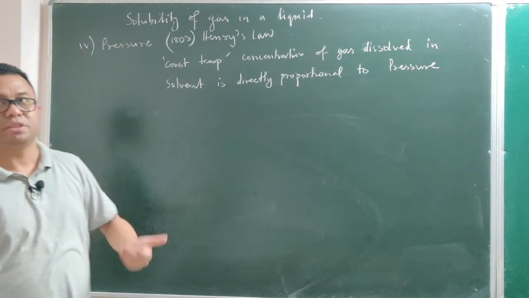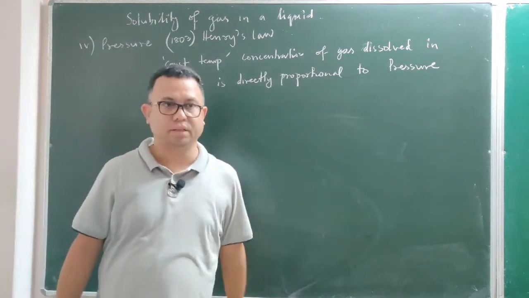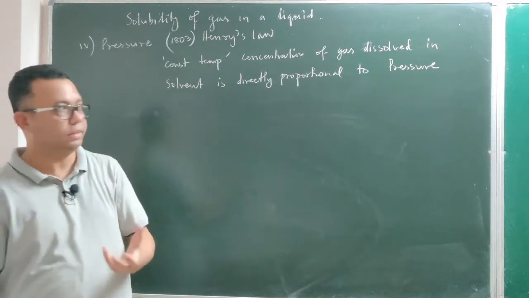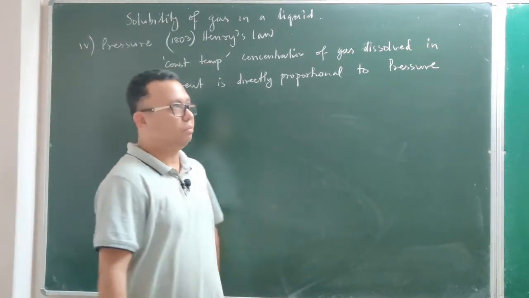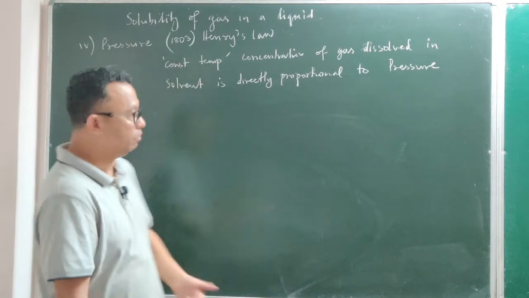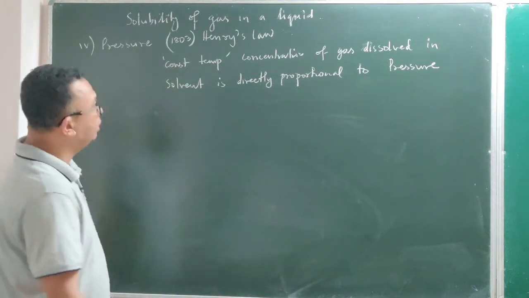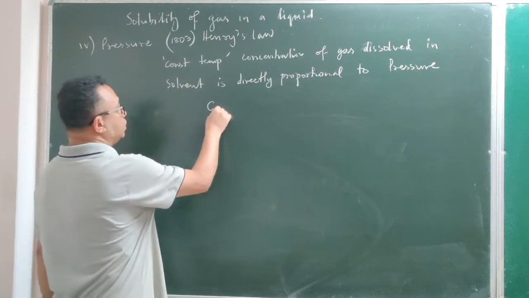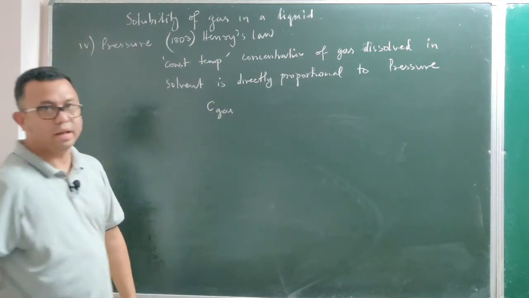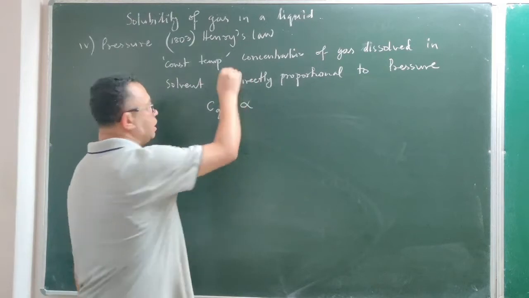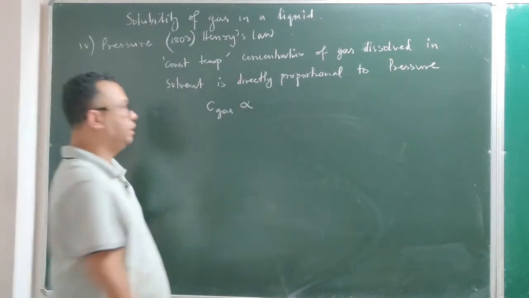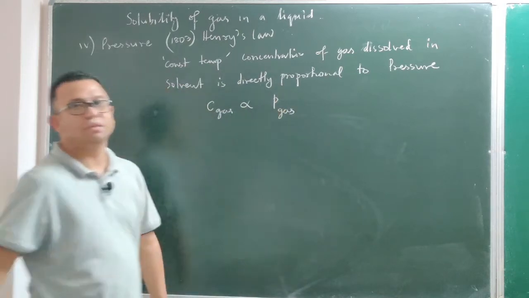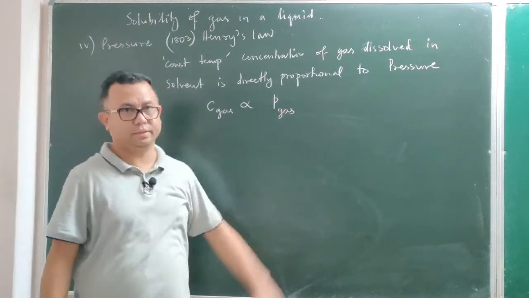As I said, it can be stated in many different ways. Now I'm coming to the last and most important one, with the mole fraction, because that may help us in some numericals. But first let's see this one. If we are talking about the concentration of the gas, if C is the concentration of the gas, it is directly proportional to the pressure. Let me write small p as the pressure of the gas, p gas.